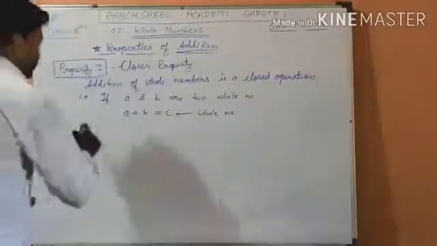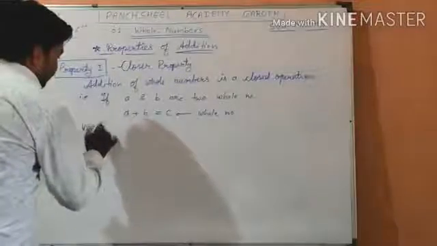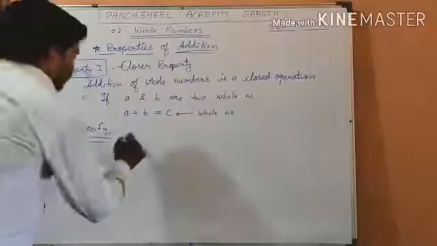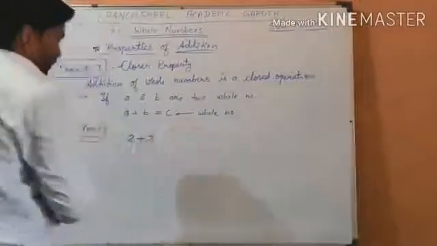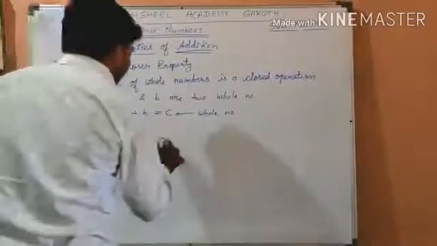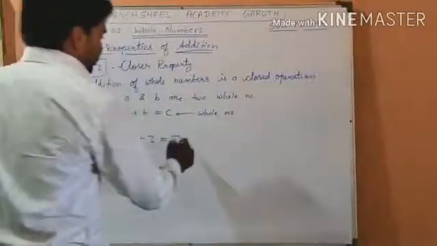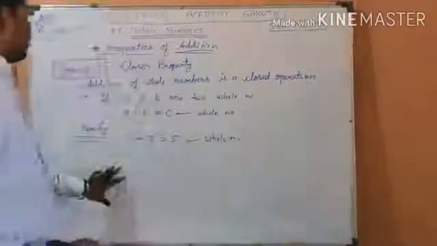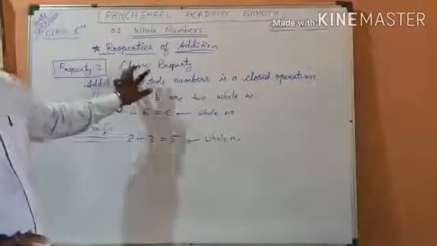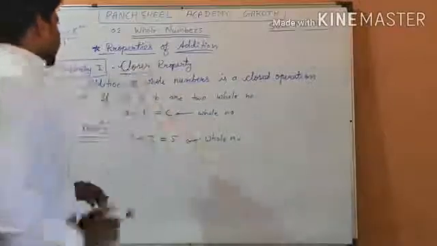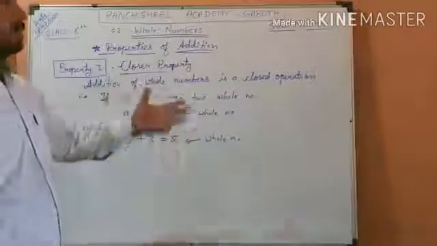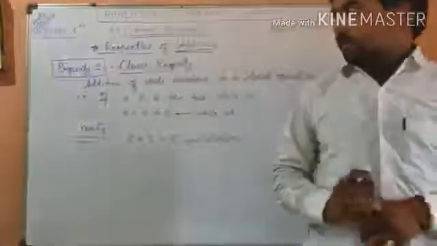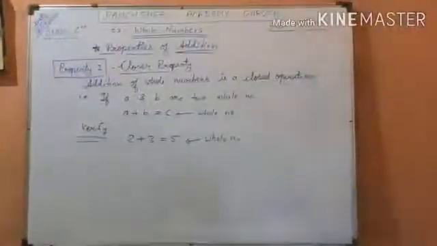Verification: we can verify it. How? Take two whole numbers, one is 2, another is 3. If we add 2 and 3, we get 5. So 5 is also a whole number. So the first property is the closure property, and it says addition of whole numbers is a closed operation. If we add two whole numbers, we get a whole number.